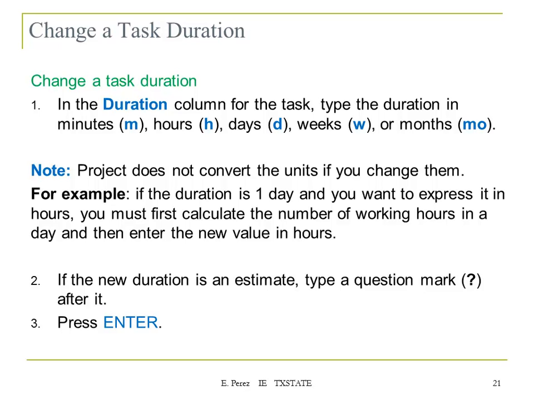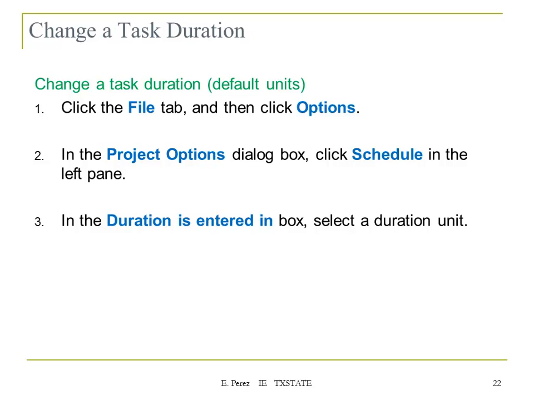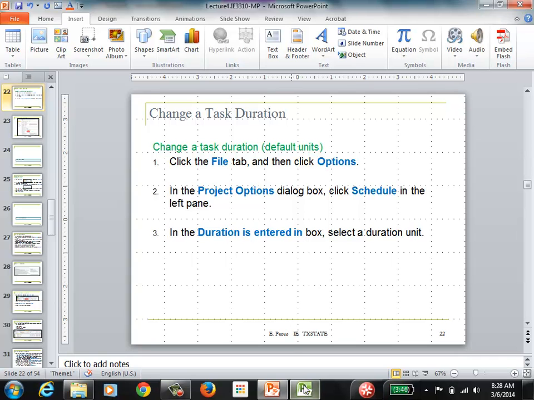If the new duration is an estimate, you can always type a question mark after the duration and then press enter. That will tell the software that this is an estimate and not the actual duration of the task. So in order to change the task duration, the default units again are days. You can follow these steps. So let's show you that.